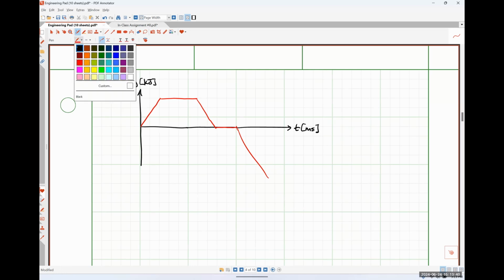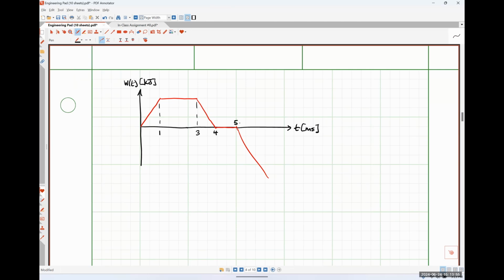Let me put some times down here. So this corresponds to 1 millisecond. This corresponds to 3, 4, 5, etc. Okay, so we are asked for the power absorbed by the circuit element at t equal to 3.189 milliseconds. So P at 3.189 milliseconds is equal to what?